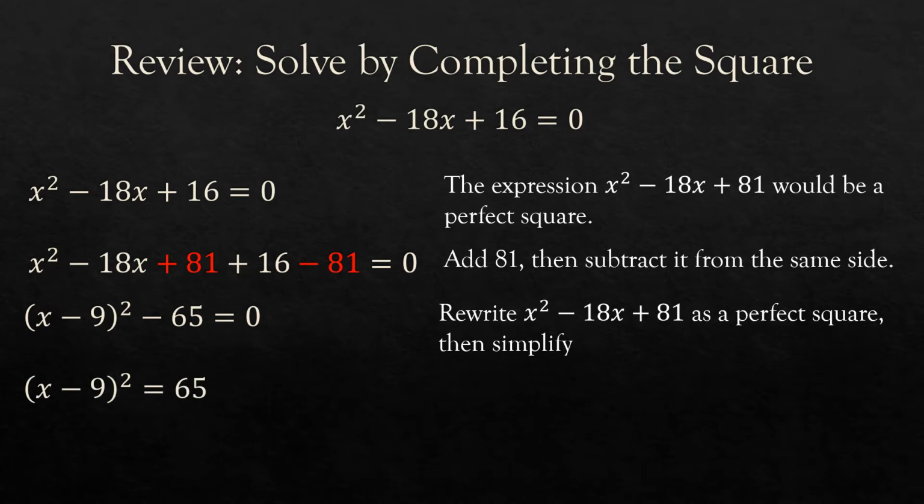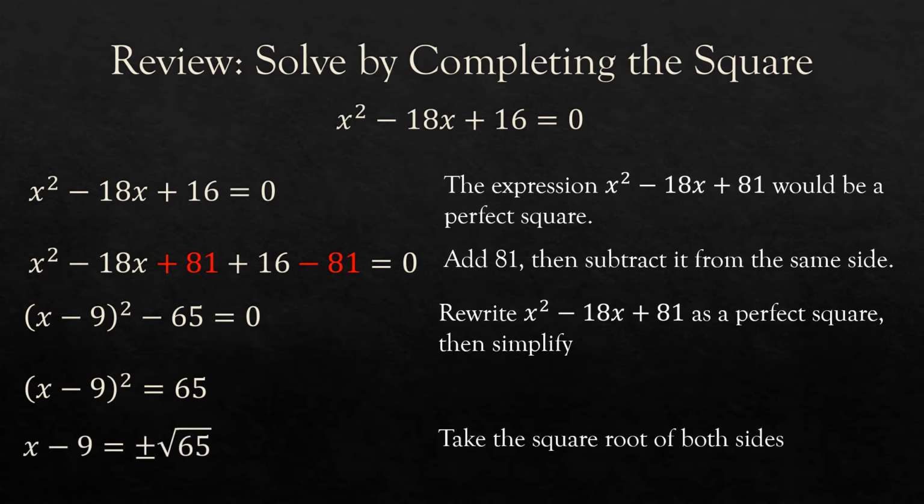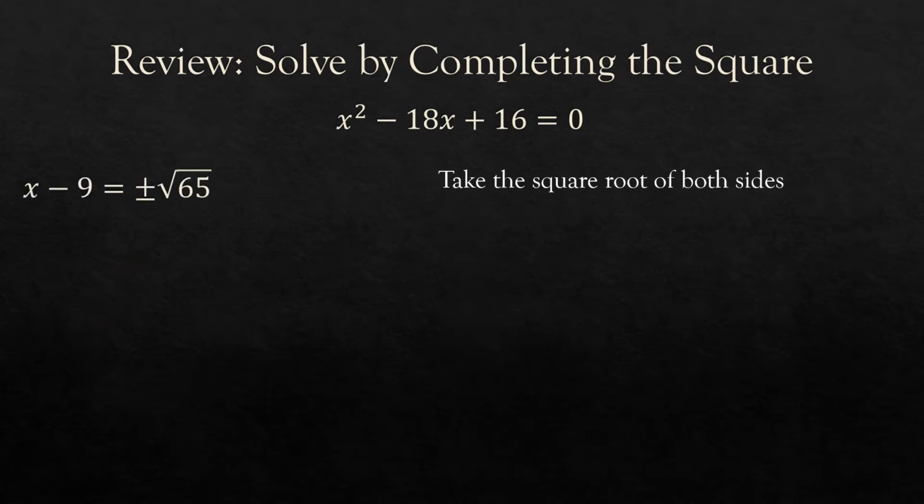Next, we'll move the 65 over to the right-hand side of the equation, and we'll take the square root of both sides. This gives us x minus 9 is equal to plus or minus the square root of 65. Having taken the square root of both sides, the last thing to do is move the 9 over to the right-hand side. And this gives us a final solution of x is equal to 9 plus the square root of 65, or x is equal to 9 minus the square root of 65.